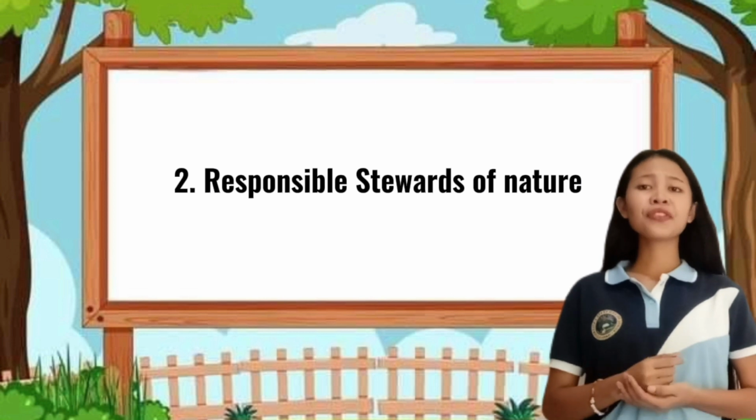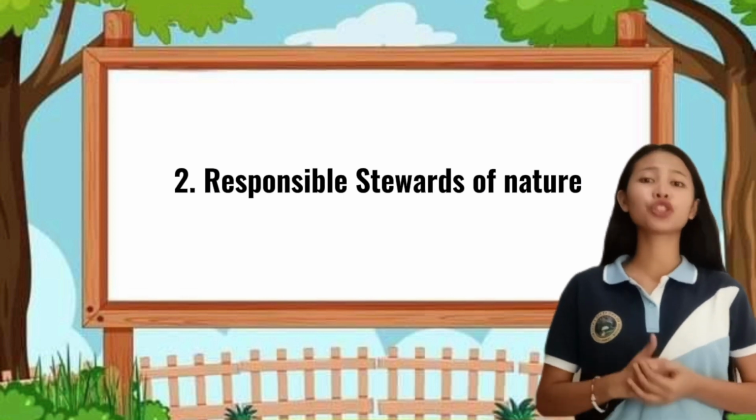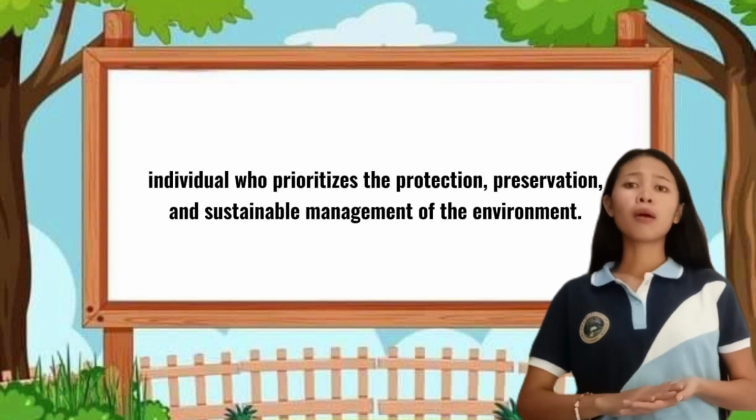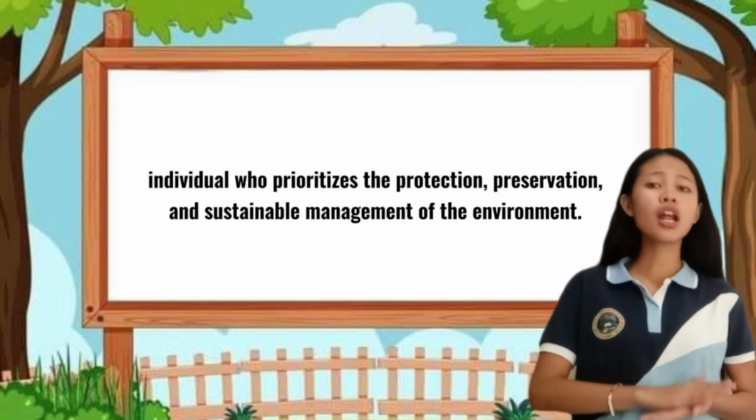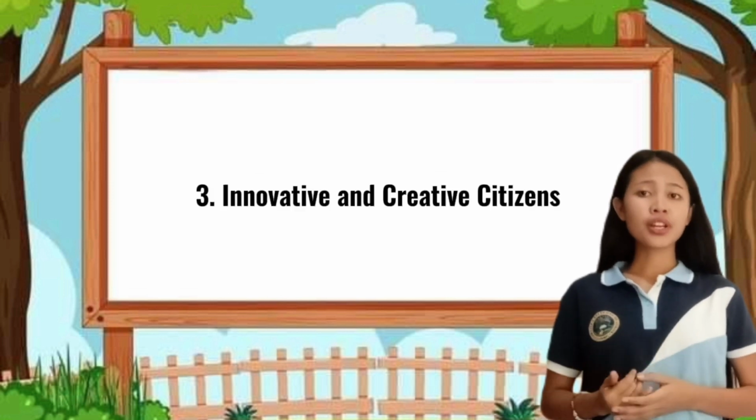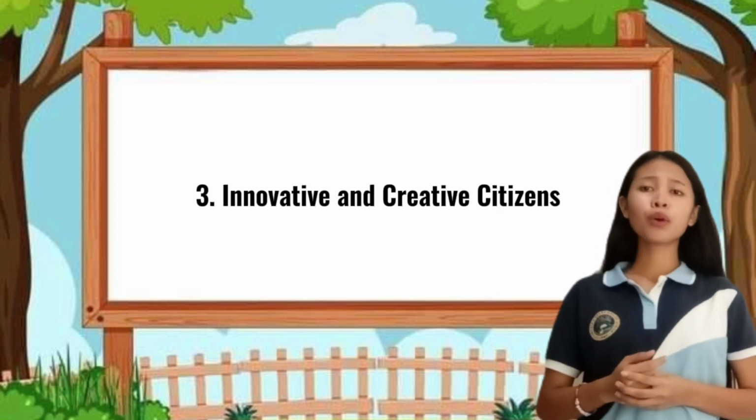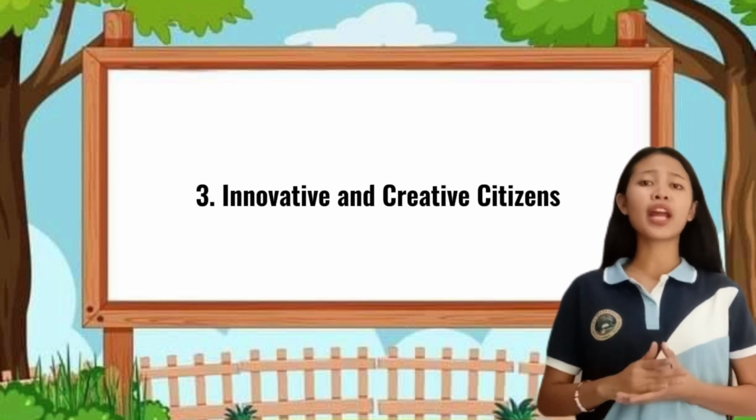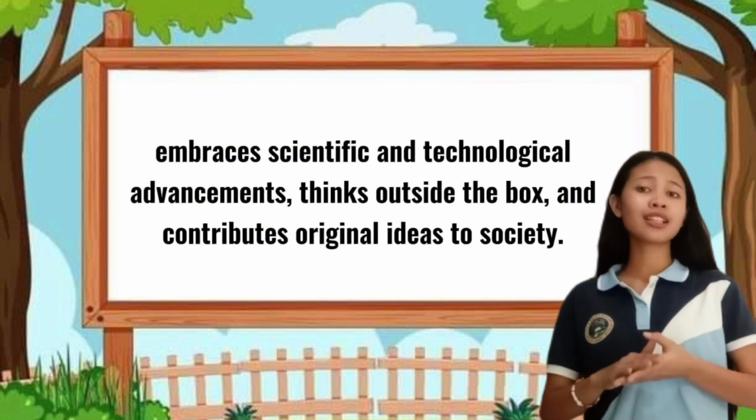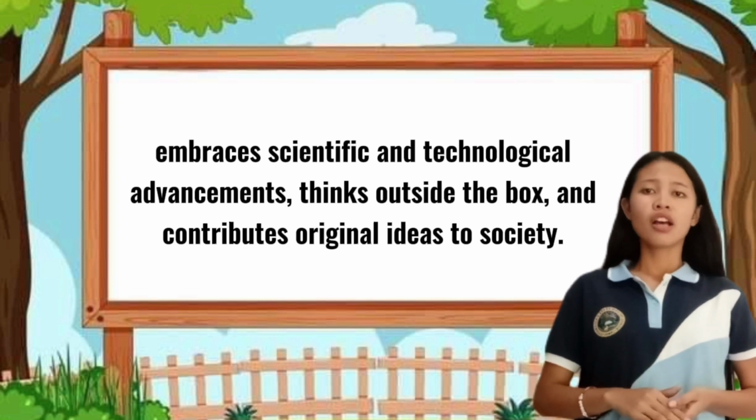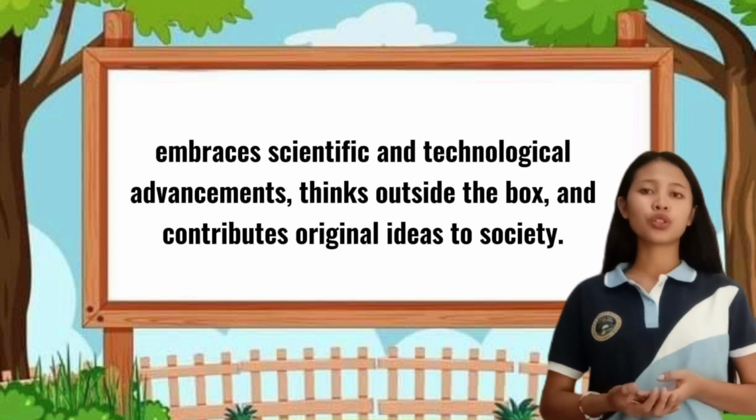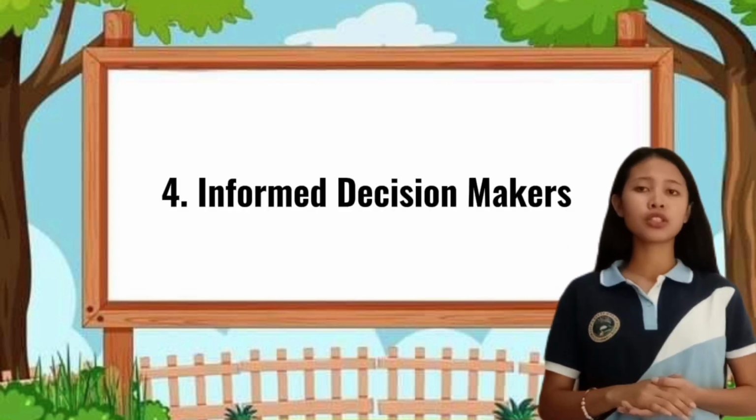Number 2, a scientifically literate person is a responsible steward of nature. This means that the individual prioritizes the protection, preservation, and sustainable management of the environment. Number 3, an individual should be an innovative and creative citizen. This means that she or he can embrace scientific and technological advancements, someone who thinks outside the box and contributes original ideas to the society. Number 4, informed decision makers.